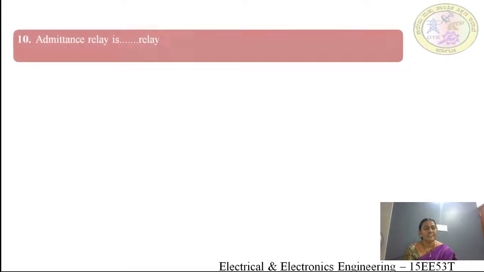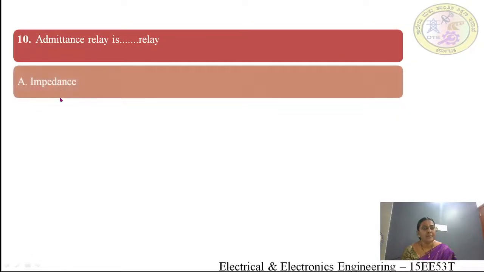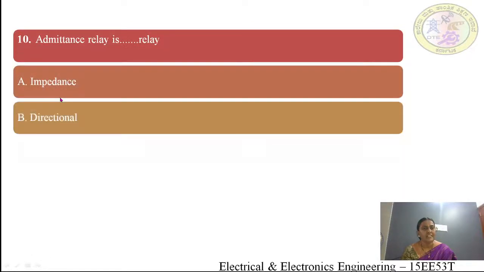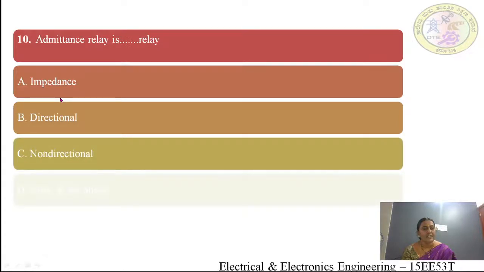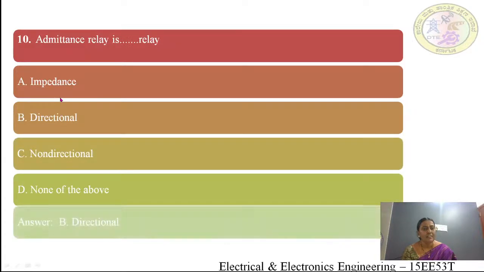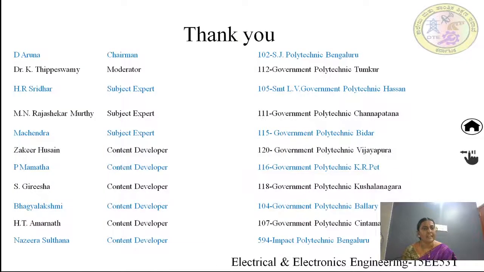And the 10th question, admittance relay is dash relay: impedance relay, directional relay, non-directional relay, or none of the above. Here, admittance relay is a directional relay.